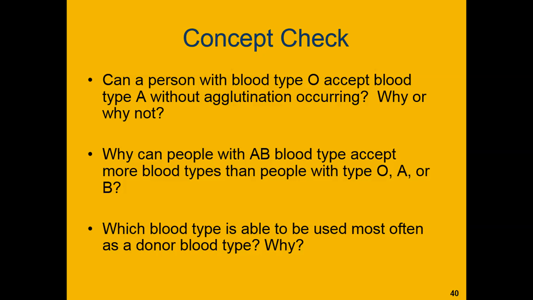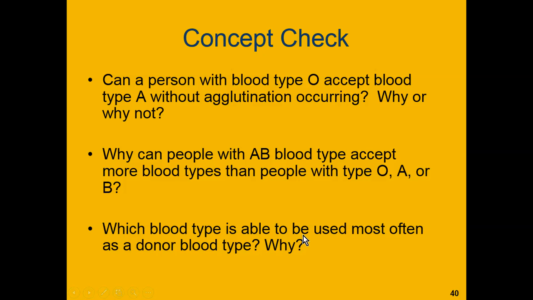Let's address the second part. Can people with AB blood type accept more blood types than an individual with O, A, or B? And the answer is yes. AB, particularly AB positive, is the universal recipient for blood typing. And they can receive those blood types because they do not make antibodies that attack the A antigen or the B antigen.